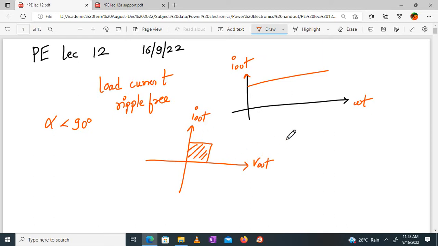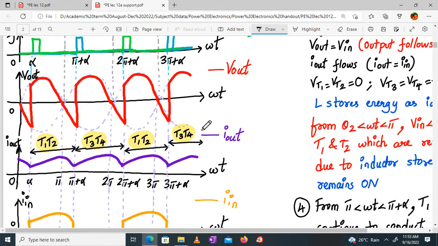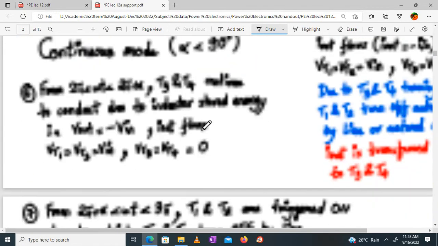So that means power, I out into V out, is also positive. Meaning power is being transferred from source to load, and it works as a controlled rectifier. Samajh mein aayi baat? Right?